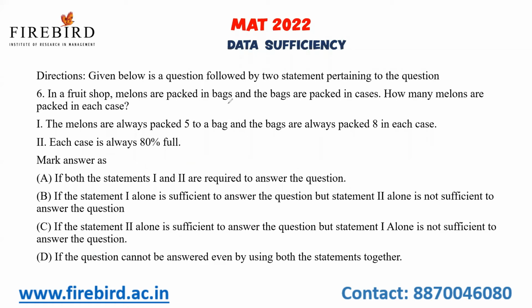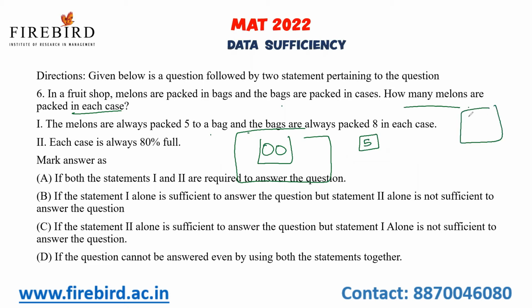In a fruit shop, melons are packed in bags. These bags are packed in cases. The question is how many melons are packed in each case. See, the first statement, the melons are always packed 5 to a bag. Okay, in a bag there are 5 melons. And the bags are always packed 8 in each case. In each case, there are 8 bags. So 8 into 5, 40 is the number of melons in each case.